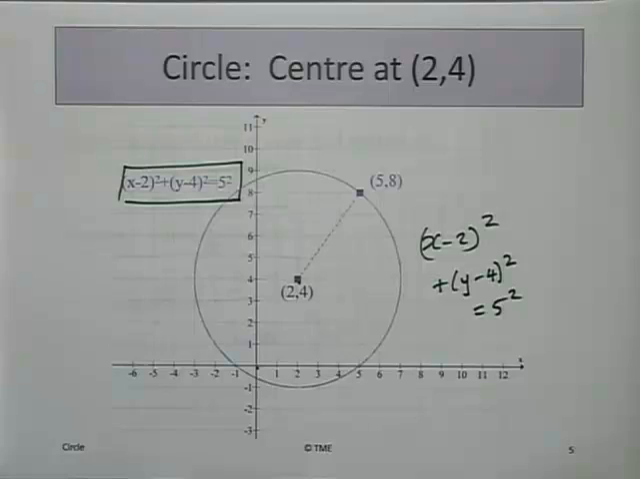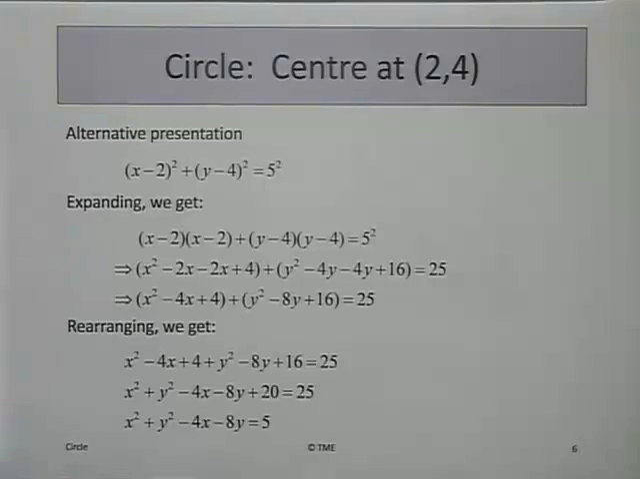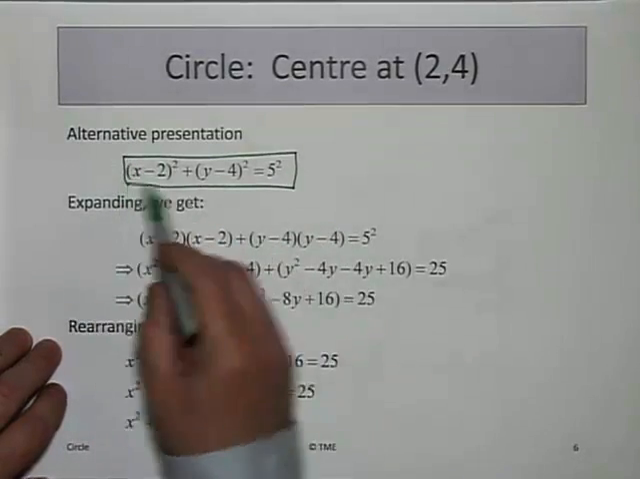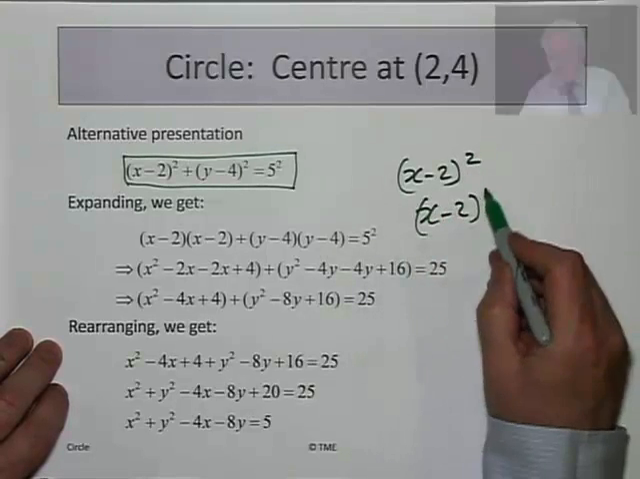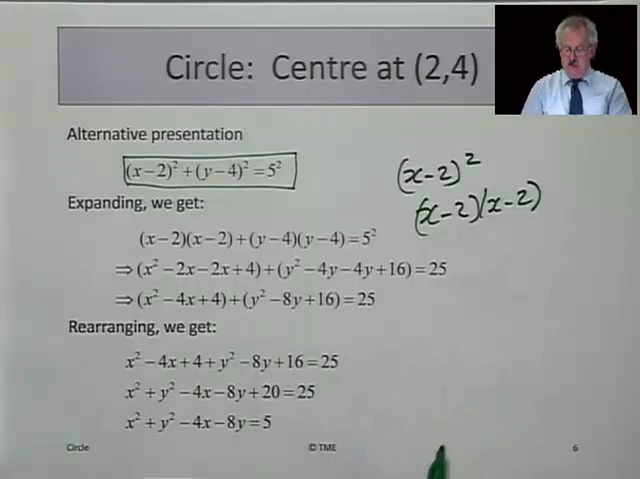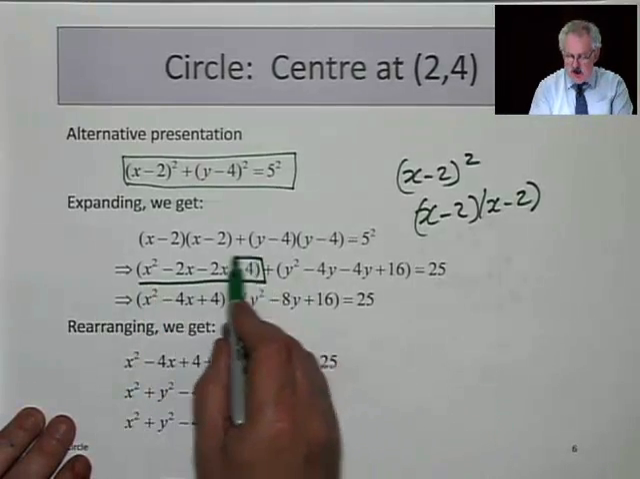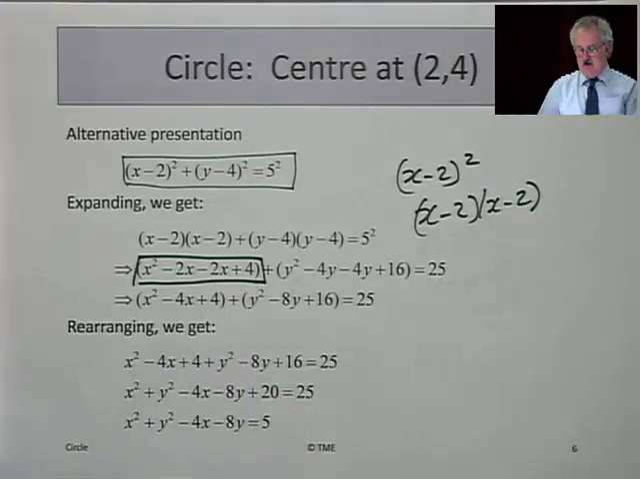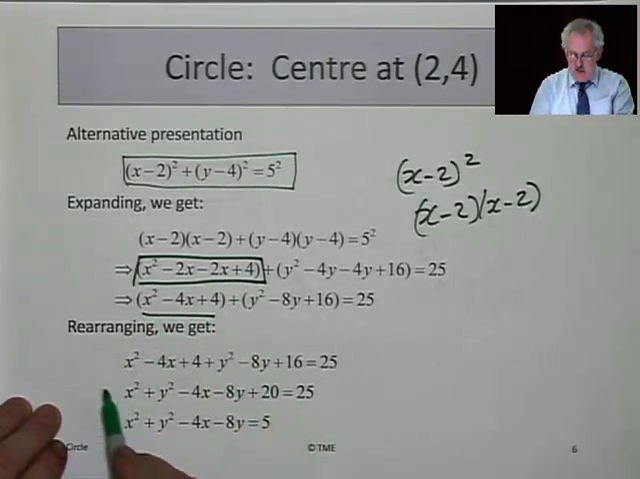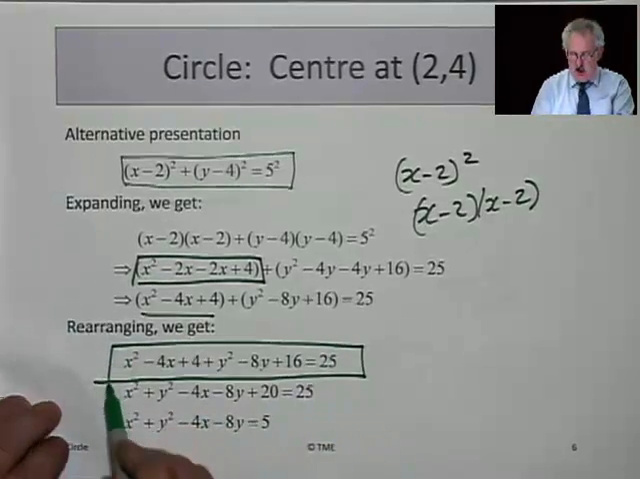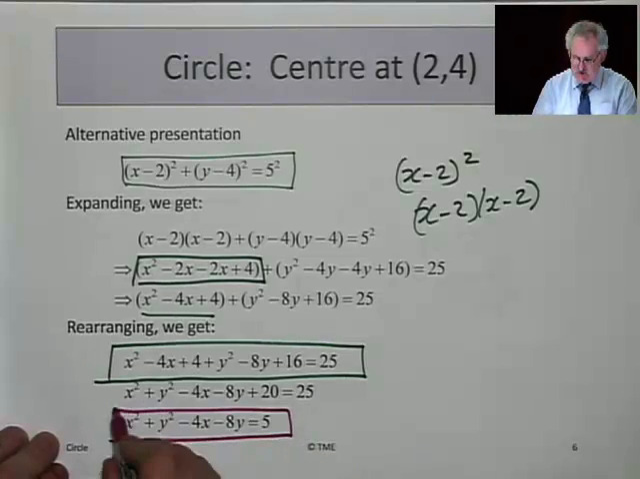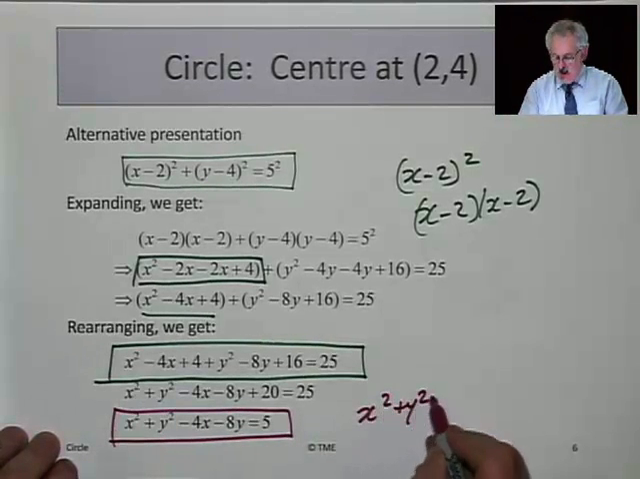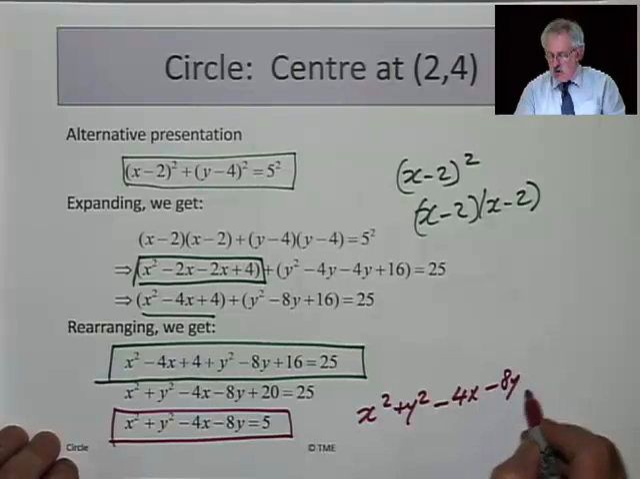It's not the only way to present the circle like that. You could, from algebra, decide to expand each of those. (x minus 2) squared you could have said is (x minus 2) times (x minus 2), the FOIL method, and you would have multiplied it out to get x squared minus 2x minus 2x plus 4, and added them all together. When you rearranged, you finally ended up with this: x squared plus y squared minus 4x minus 8y is 5.